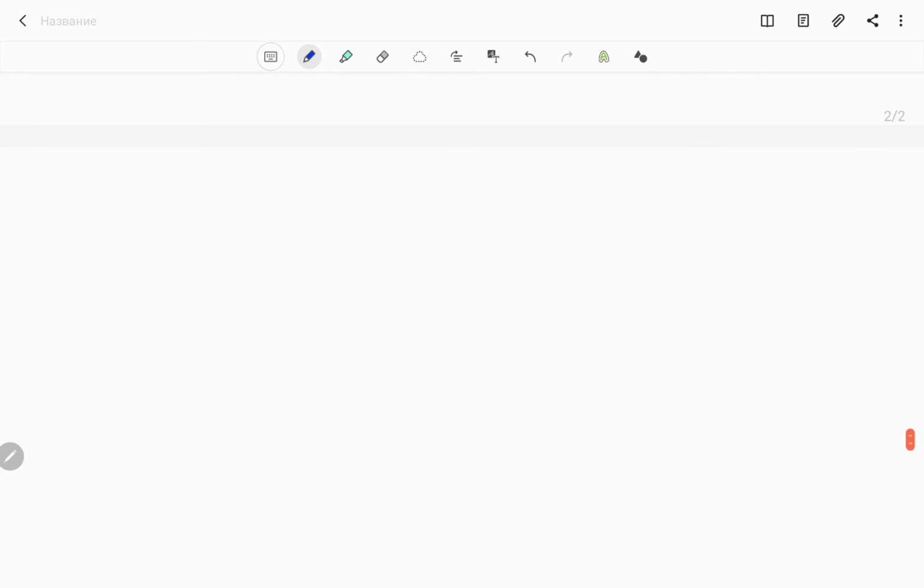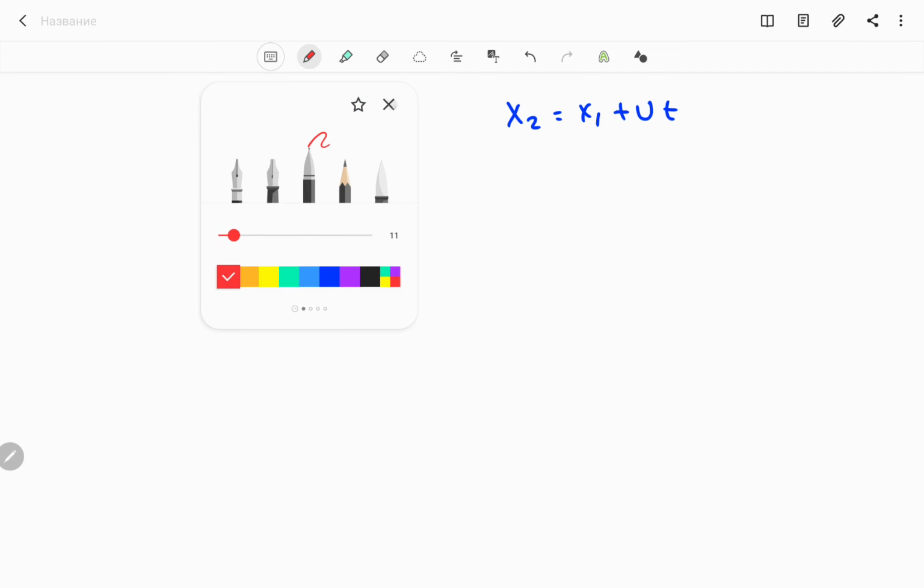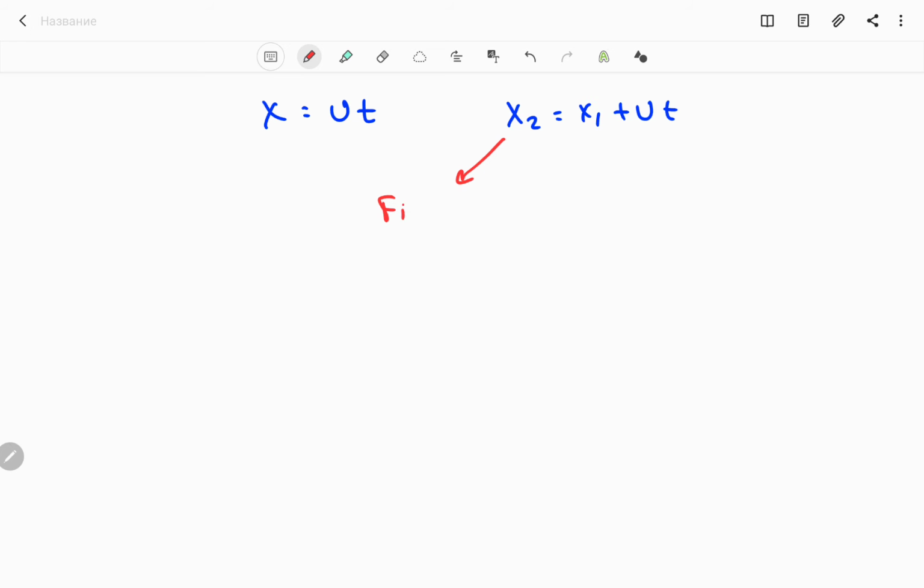So let's summarize it. You can say x equal to vt, then it means you are talking about distance, or you can write the same equation in terms of position. So x, final position, equal to initial position plus vt. x is position here, final position. This will be initial position.